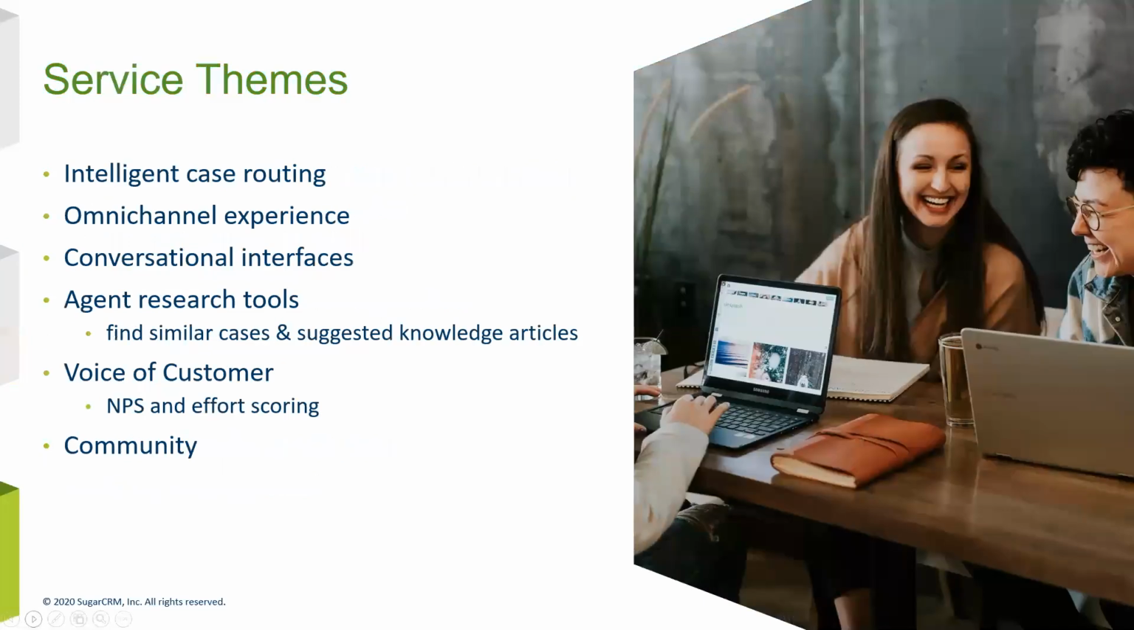Next, please. All right, on the service side for SugarCell, we want to do more with intelligent case routing. So we've done the round robin that's including shifts and exceptions to shifts. But the thing that we haven't done yet and that we really need to add is the ability to route cases by skill set. And once we have that, then we have a truly intelligent case routing capability built in.